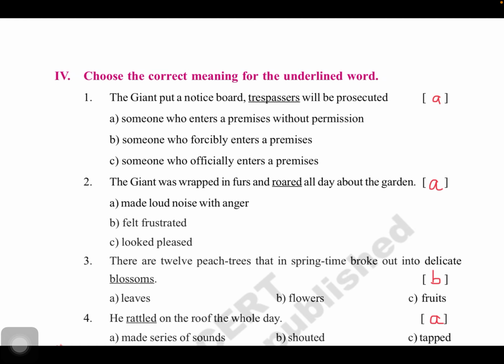Okay children, the next class we shall deal with the grammar part, that is gerunds. The gerunds, a very important topic, the gerunds and the present participles. I'll explain what a gerund is and what a present participle is, and how to identify gerunds and present participles. So in the next class we shall deal with the grammar class.